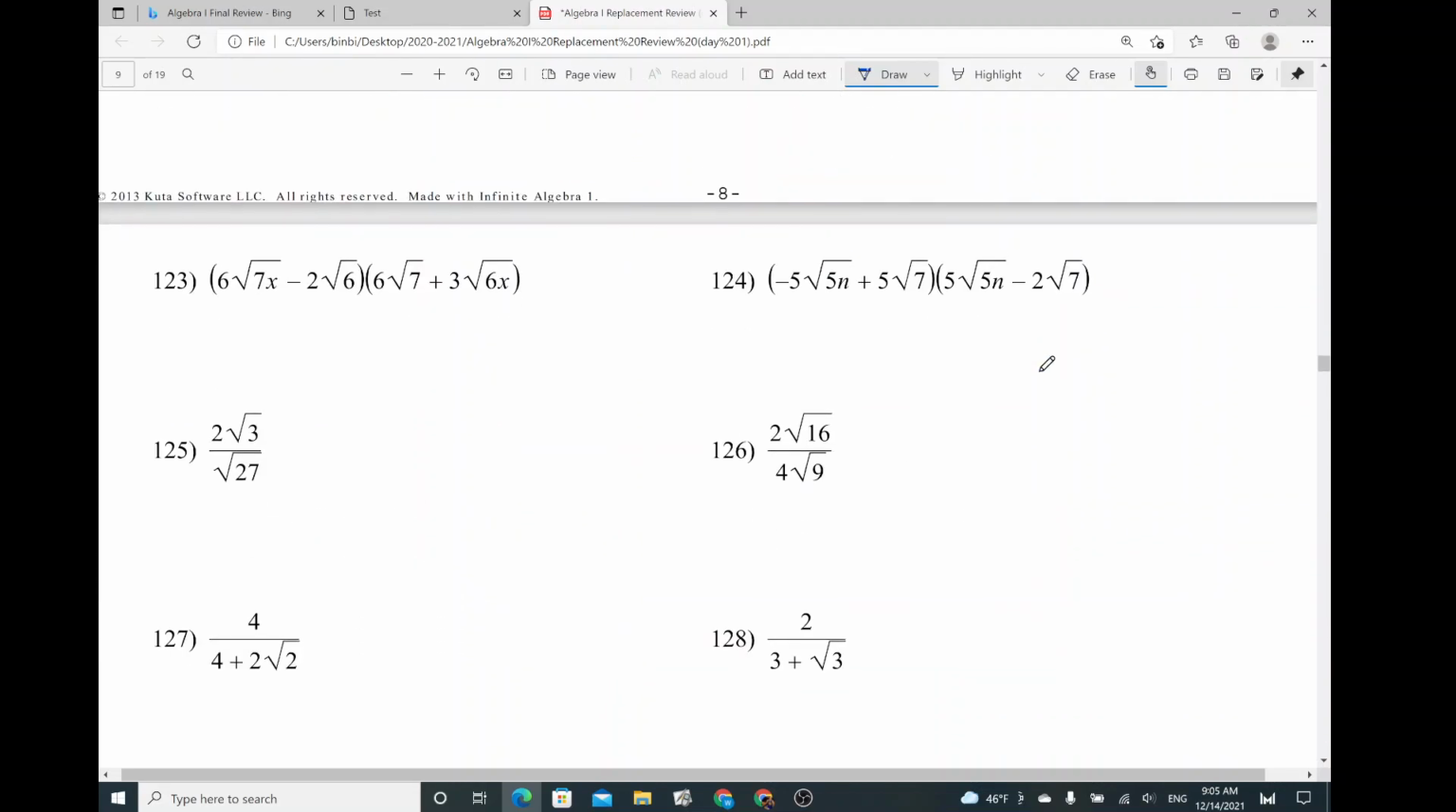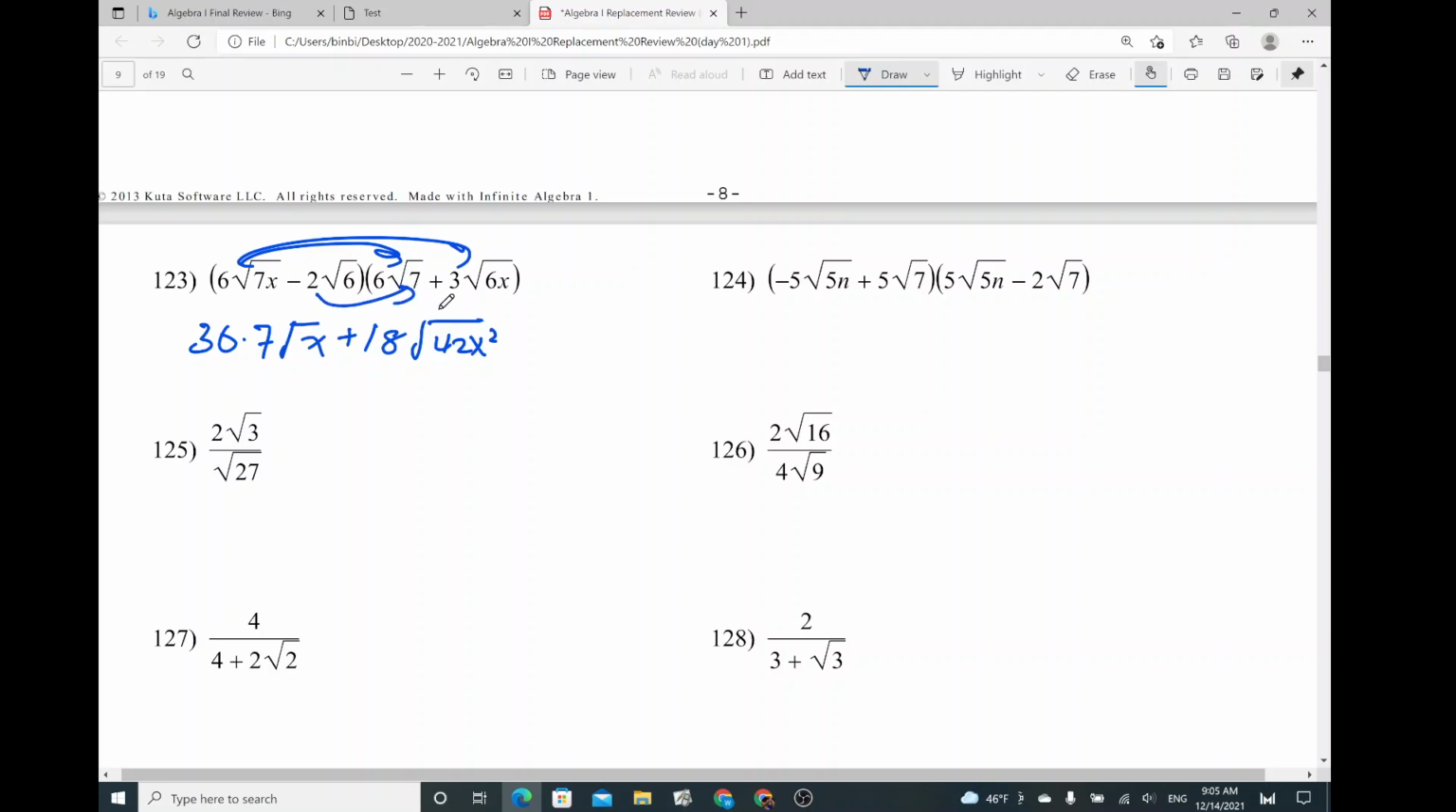Okay, so now let's do the one with the variable. So like this one, simply FOIL. 6 times root 7x times 6 root 7. So this one 6 times 6, 36. Root 7 times root 7, so that would be 7. Root x is still there, so root x. 6 root 7 times 3 root 6x. So this one, that would be considered 3 times 6, which is 18. Root 7 times root 6, root 42. And then x squared. Okay, so just keep it that way first.